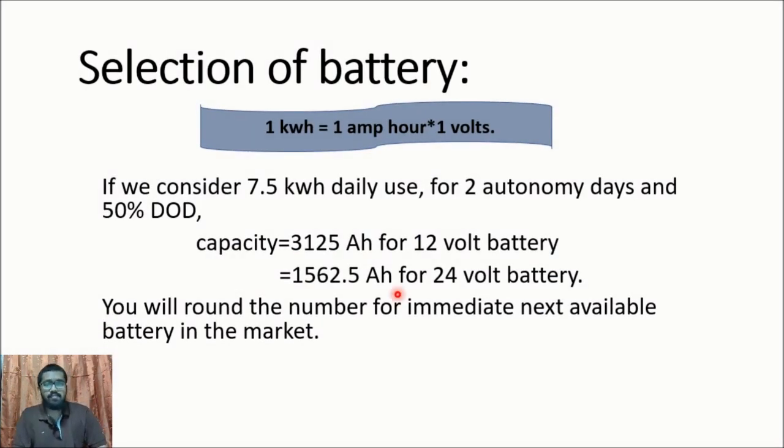But you have to remember this equation, because battery capacity can be given in kilowatt hour or in ampere hour. So you have to calculate the ampere hour capacity in kilowatt hour. Now if we consider the 7.5 kilowatt daily use as we saw before, and if we consider 2 autonomy days and 50% of DOD, the battery capacity will be this or this.